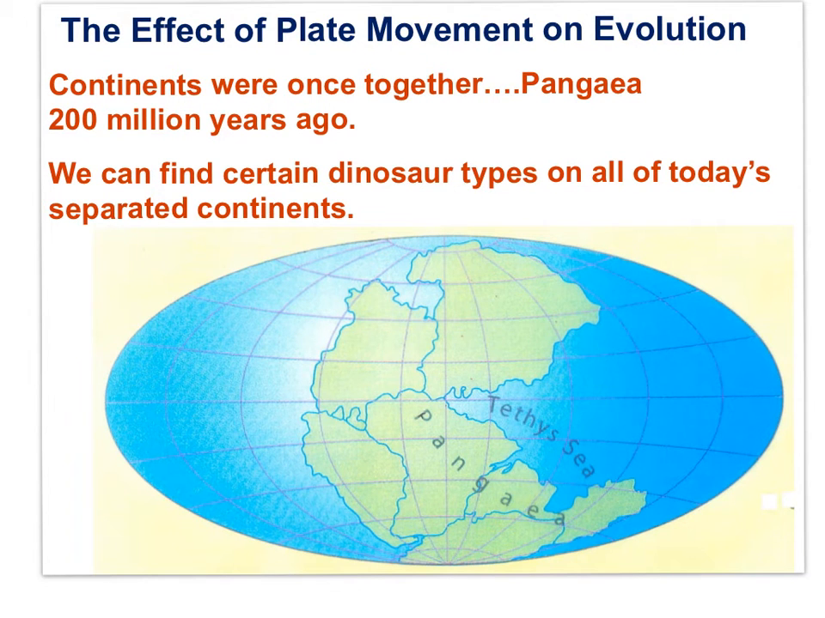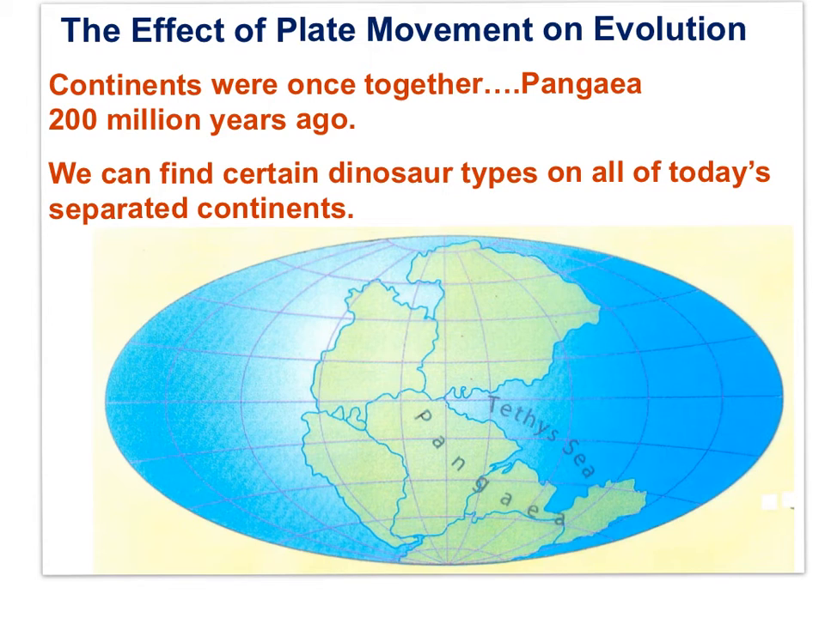200 million years ago, not that long ago in geologic time, the continents were together, known as Pangaea. As a result of the single landmass, we can find certain dinosaur types on all of today's separated continents. While there was an ancestral mammal species present 200 million years ago, mammals had not yet radiated as a group because dinosaurs were the dominant land animal.